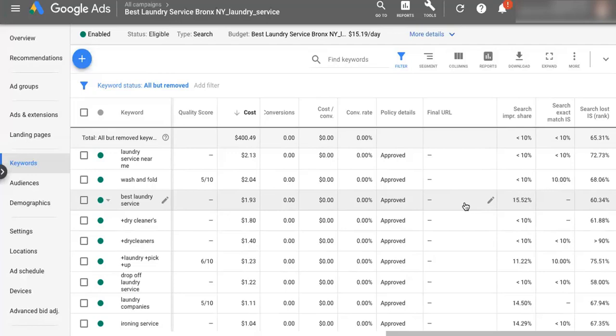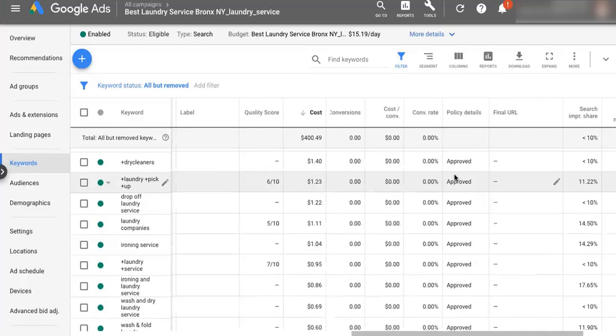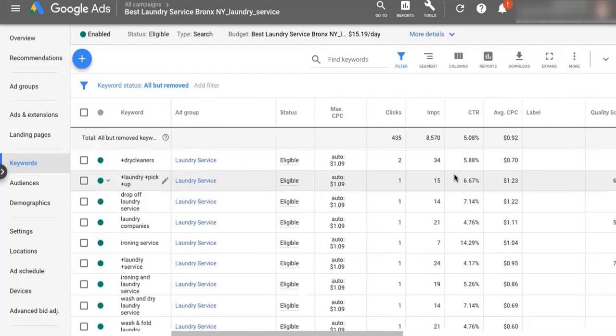Yeah. Okay. So 11.22%, laundry pickup. Right here, laundry pickup. That showed 11.22% of the time. So we have some data. We can say, right, the number of times that somebody's typed in laundry, pick, and up, we've showed 11.22% of the time, unless there's other keywords that are cannibalizing it. And if you scroll to the left, you can see how many impressions there were. 15 impressions, 10%. So there was 150 searches in that month for that.